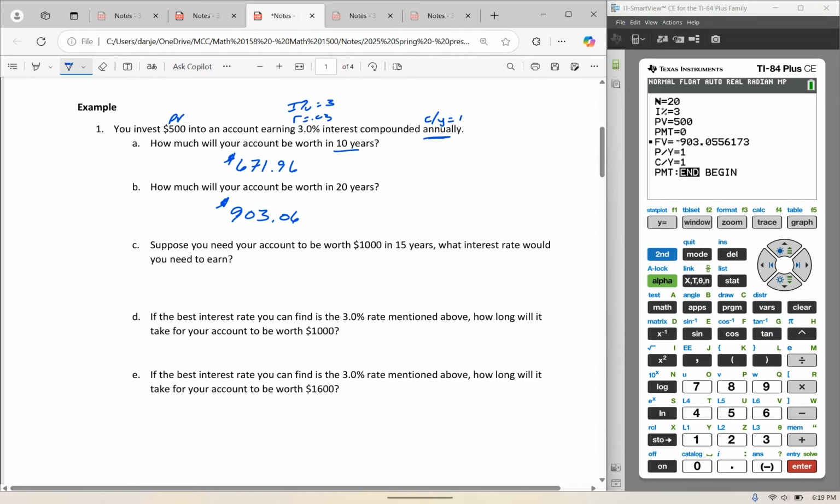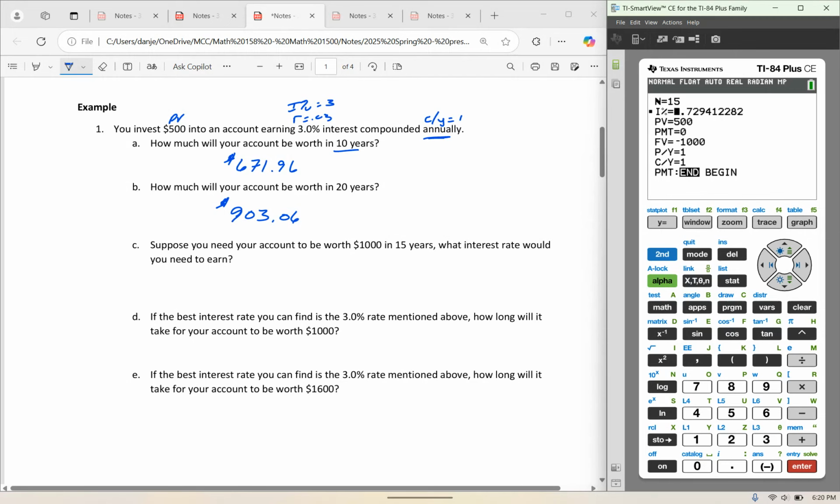Suppose I need my account to be worth $1,000 in 15 years. What interest rate would I need to earn? Well, I invested $500. I don't know the interest rate. That I'm going to have to solve, and I want this to be there for 15 years. Now, what's my future value going to be? I'm not going to put in 1,000. Remember, my present value is positive because I put $500 into the account. In 15 years, I want to be taking $1,000 out of the account, so it's negative $1,000 because it's coming out. What interest rate? Alpha solve.